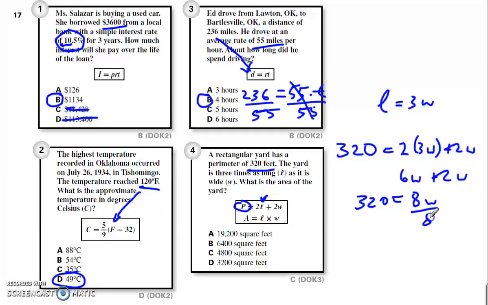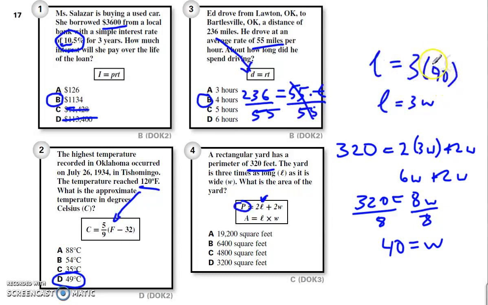320 divided by 8 is 40, so that gives me 40 for the width. So if the width is 40, then I can put that in here. L is 3 times 40. That makes the length 120. And then I want to find the area. I do 120 times 40, and I get 4,800.